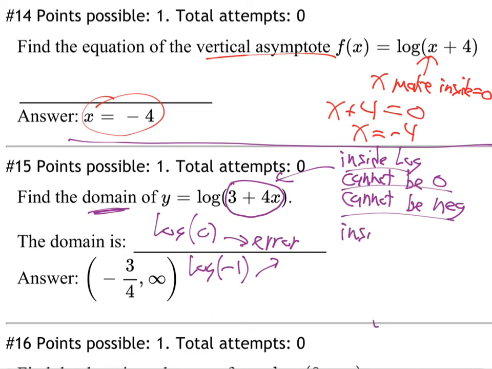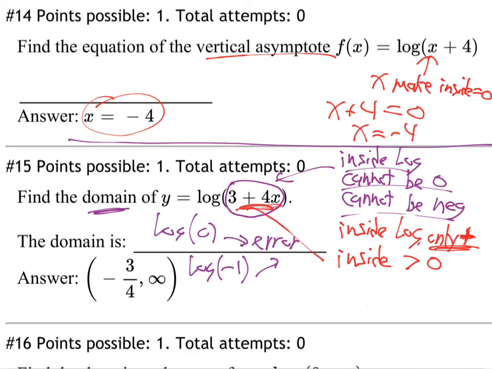So the inside of a log is only positive. So the inside has got to be greater than 0. That means only positive, doesn't it? Greater than 0. So take the inside and say, okay, inside 3 plus 4x, you have to be greater than 0. So now let's solve for x.